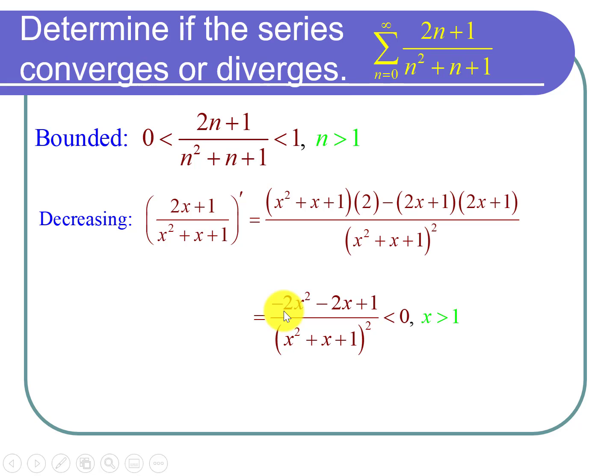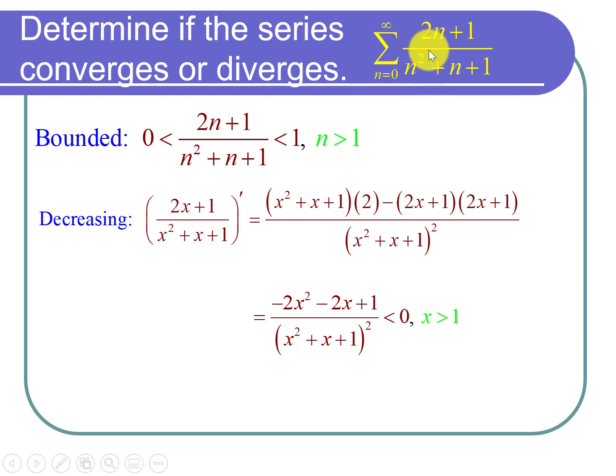But for large n, that's all we care about, or large x in this case, we have negative 2x squared minus 2x plus 1, and the negative 2x squared is a dominating term. So this is definitely negative for x large. And it turns out as long as x is bigger than 1, we're good. So now we can conclude that our sequence (2n plus 1) over (n squared plus n plus 1) is bounded and decreasing, which means I can use the integral test that says that if the integral converges, the series also converges, and if the integral diverges, the series also diverges.